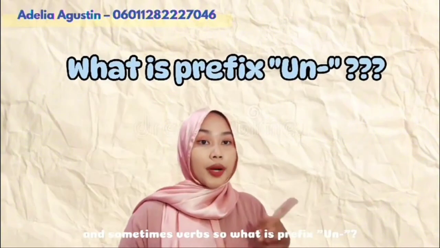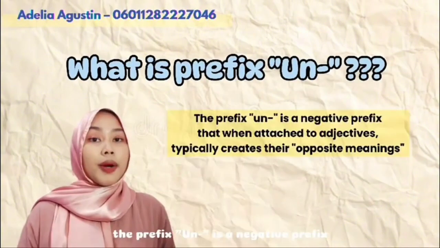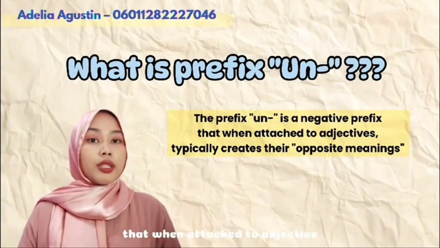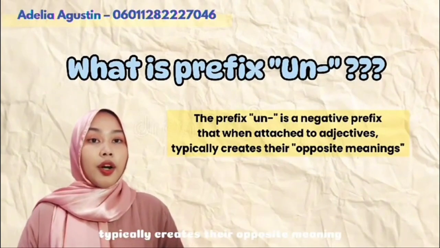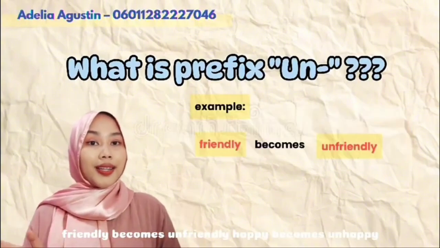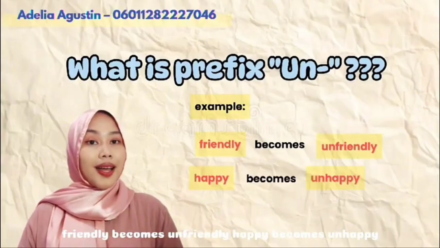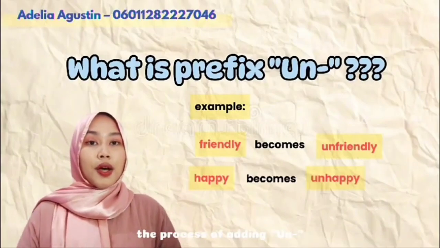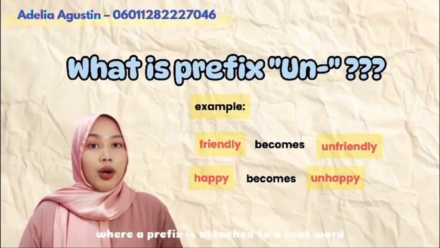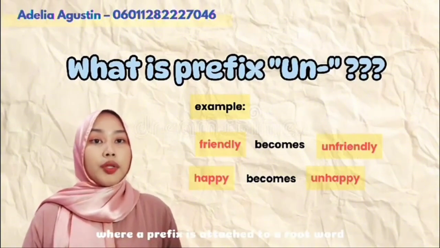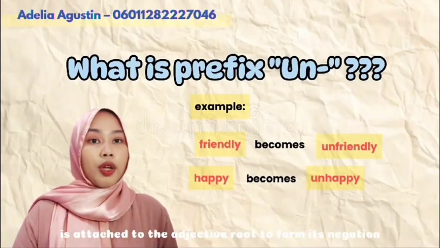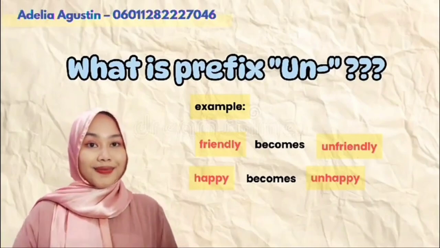So, what is the prefix un? The prefix un is a negative prefix that, when attached to an adjective, typically creates its opposite meaning. For example, friendly becomes unfriendly. Happy becomes unhappy. The process of adding un to these words is called affixation, where a prefix is attached to a root word. In this case, un is attached to the adjective root to form its negation.